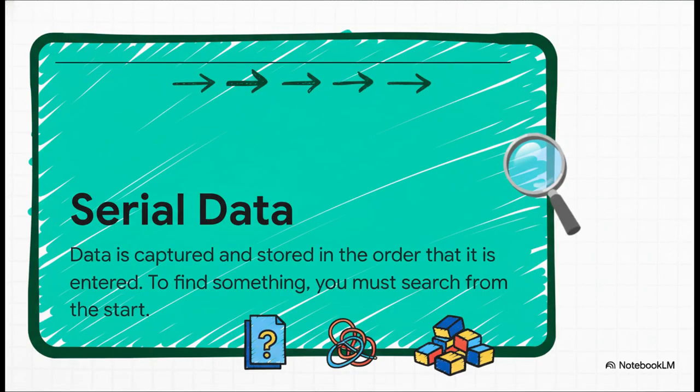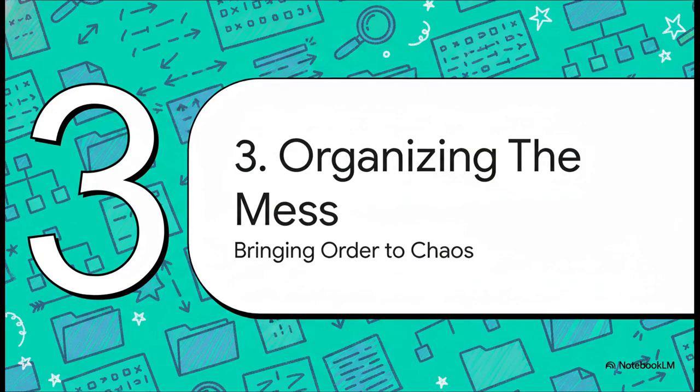In the tech world, this has a name. It's called serial data. The data is just stored in the order it came in, with no logic to it. And that brute force method of checking every single item one by one from the very beginning, that's called a linear search. And sure, it works, but with a big file, it is painfully slow. So clearly, we have a mess on our hands. The next logical step has to be bringing some order to all of this chaos. We need a better system.